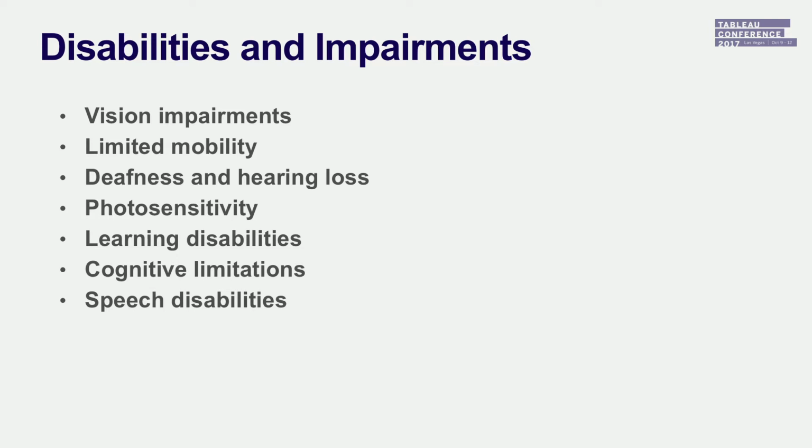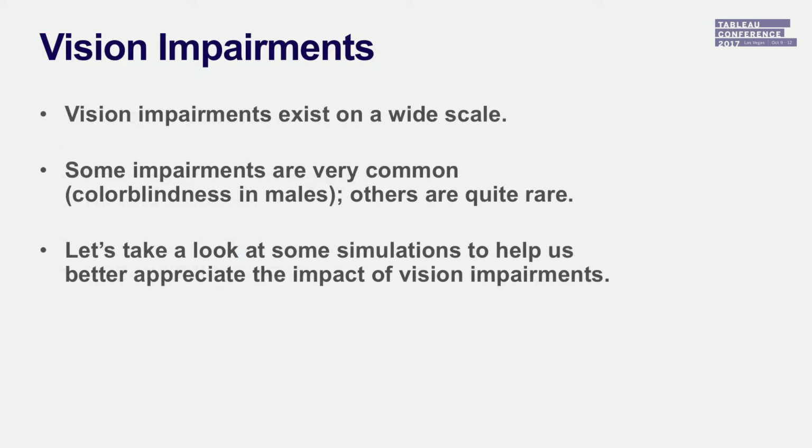So deafness and hearing loss, photosensitivity, learning disabilities, cognitive limitations, and speech disabilities. There's a very wide range of disabilities, and as people who care about accessibility, these are the things we need to keep in mind as we're authoring. But I want to dive into vision impairments a little bit more. I mentioned there's a wide band of these impairments. They can range from color blindness to complete blindness, but I think the best way to get a feel for these is to go through some simulations.